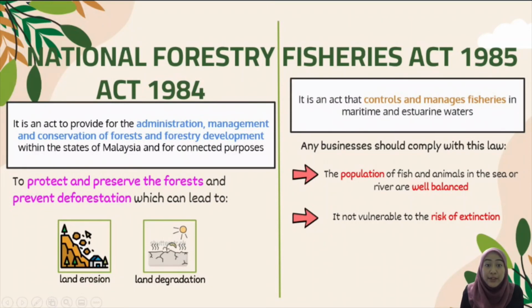The last one is the Fishery Act 1985. It is an act that controls and manages fisheries in maritime and estuarine waters. It means this act provides the Minister of Agriculture with power to make regulations for the management and conservation of marine resources. The businesses that are in the fishing industry need to comply with this law so that the population of the fish and animals in the sea or river are well balanced and not vulnerable to the risk of extinction. Those businesses who do not comply with this act shall be guilty of an offence.